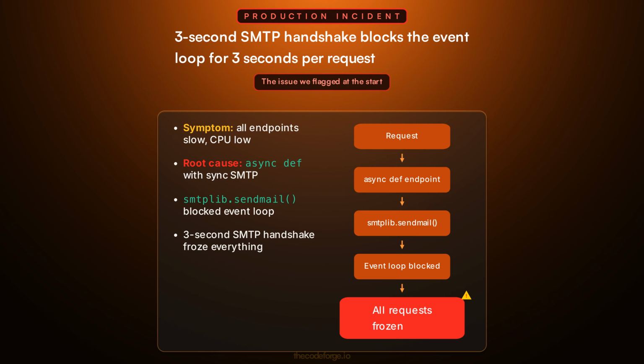The registration endpoint was declared async def and called SMTP sendmail, a synchronous blocking call. In asyncio, there's only one event loop thread. A 3-second SMTP handshake blocked that thread, freezing every concurrent request. Health checks timed out, Kubernetes restarted pods, and the server appeared idle.